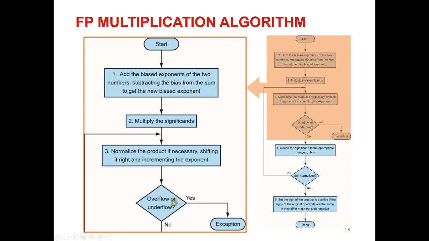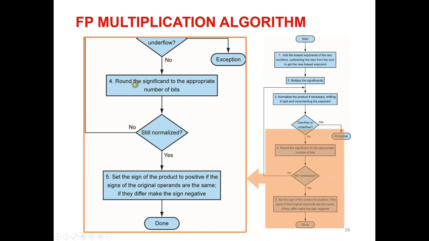If there is overflow or underflow, as I have mentioned, we are going to see later what this means, we just throw an exception. If not, we continue to step 4, which is to round the significand to the appropriate number of bits. In the previous example, we were using only 4 digits.